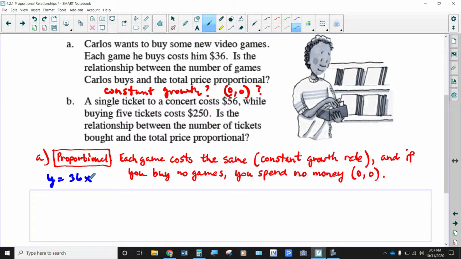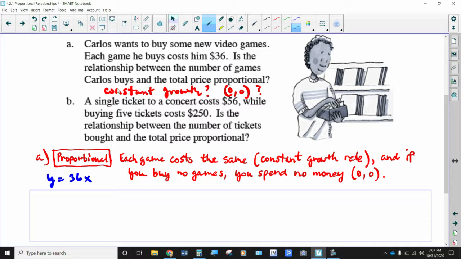So if he buys 10 games, that's $360. If he buys 5 games, that would be $180. If he buys 2 games, that would be $72. If he buys 1 game, that would be $36. And of course, if he chooses not to buy anything, he spends no money.